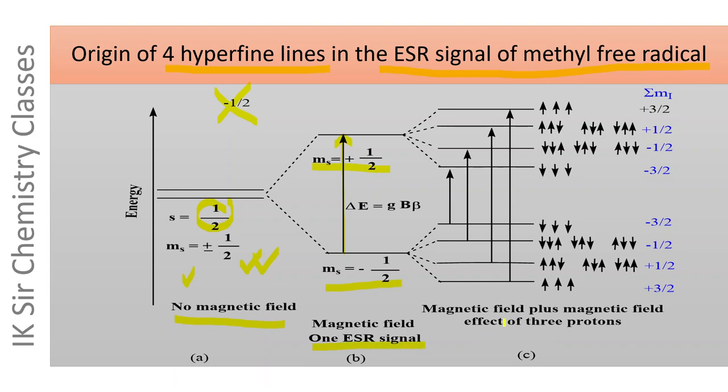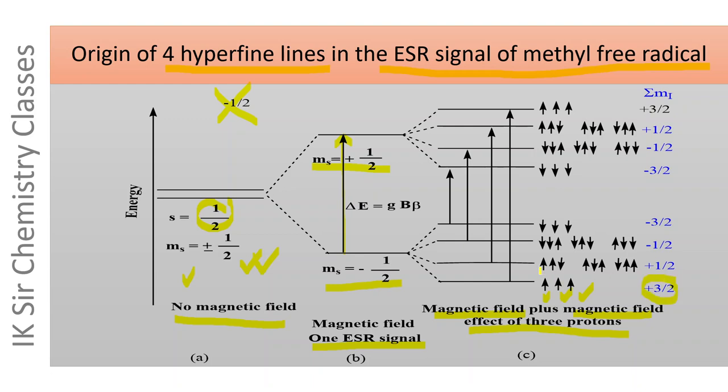If the electron is subjected to the magnetic field applied externally plus the magnetic field effect of three protons of methyl free radical, the three protons can have a summation of mI values of plus 3/2, plus 1/2, minus 1/2, and minus 3/2. All three protons have the spin in upward direction. That is, mI is equal to plus 1/2, and accordingly, the summation of mI will be plus 3/2.